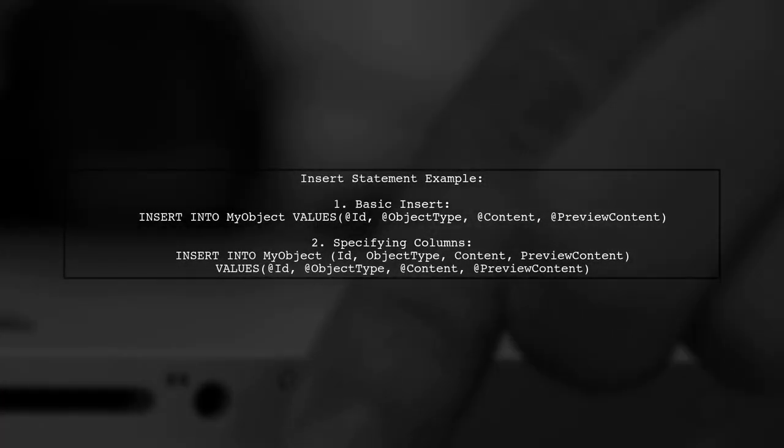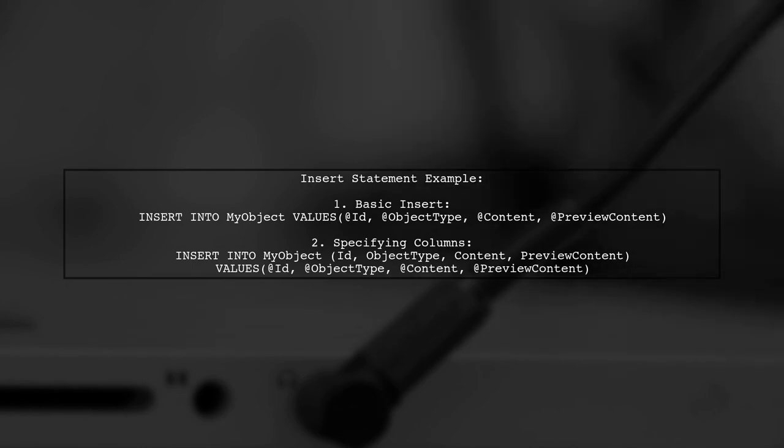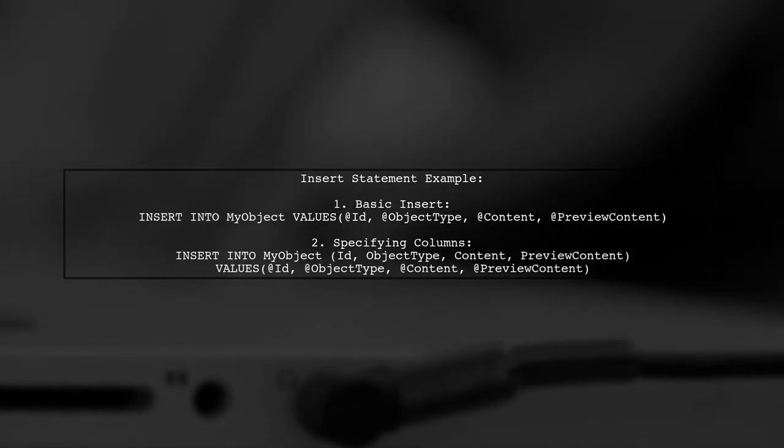To insert a list using Dapper in C#, you need to write a valid SQL insert statement. Make sure the parameters match the property names of your class.